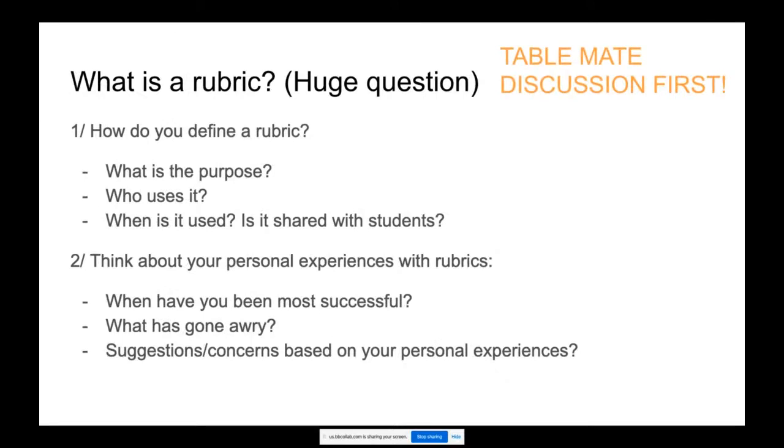So I'm going to give you a few minutes to think about a few questions. How do you define a rubric? What's the purpose? What is it used for, et cetera? And what are your own experiences with rubrics, either as a student, an instructor, or an instructional designer, if that experience is different? And then we're going to use this to look at some examples of different types of rubrics, categories of rubrics, if you will, that may or may not be useful for the discussion forum activity that we're going to do afterwards. So I'll give you a few minutes to think about these, and then we will keep on.